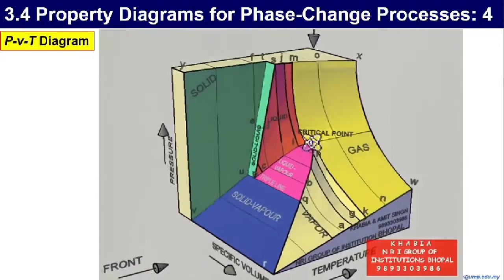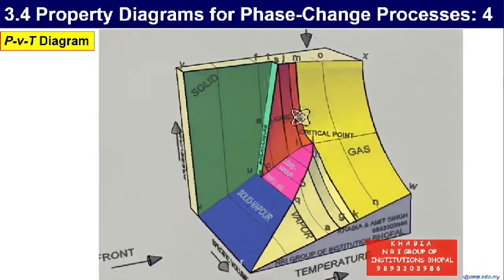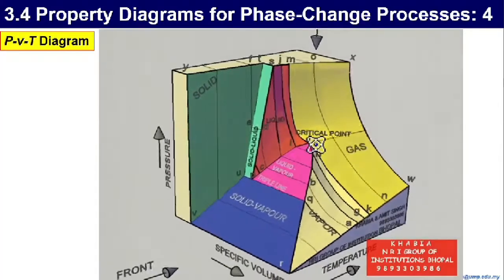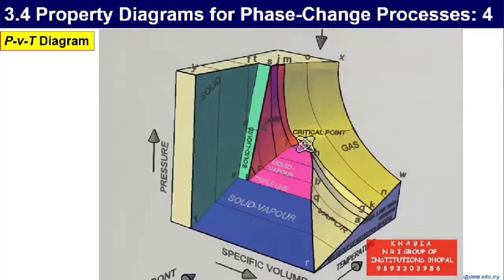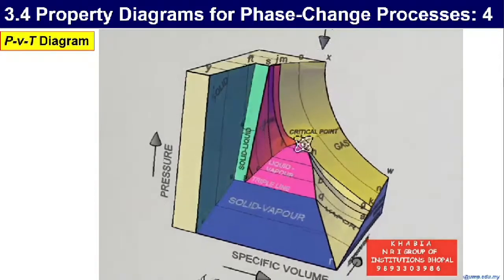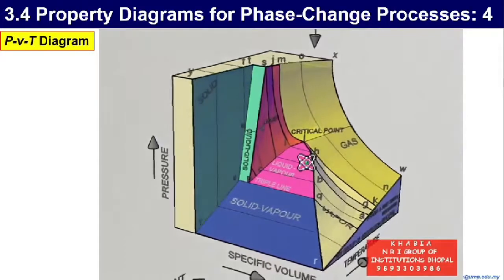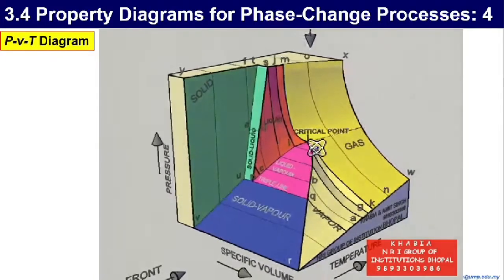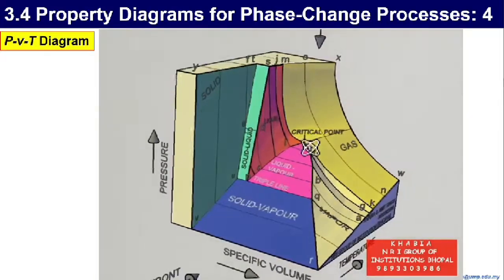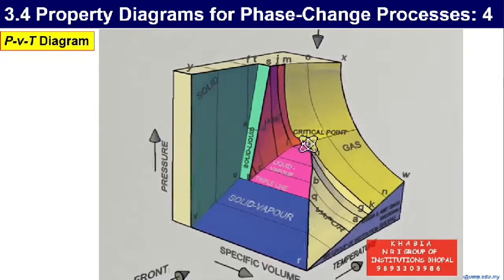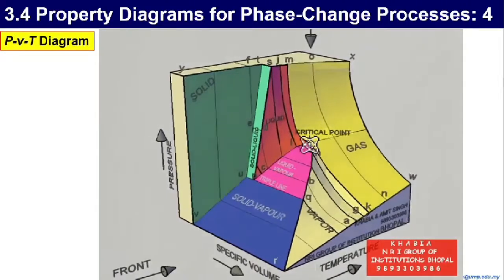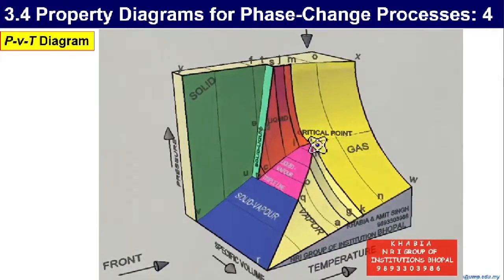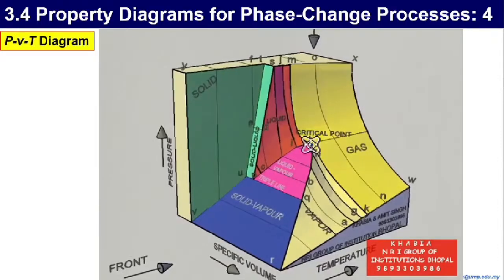Isotherm KLM is the critical isotherm. State point L gives us the value of critical pressure, critical temperature, and critical specific volume for the pure substance. At critical point, saturated liquid and saturated vapor states are identical and there is no latent heat of vaporization, or we can say latent heat of vaporization is zero at critical point.